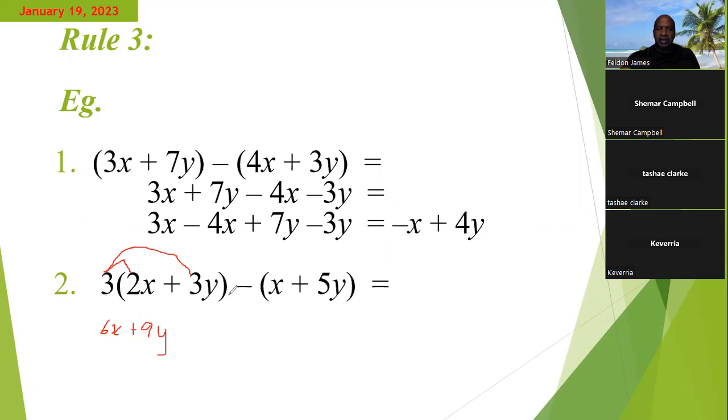And now that bracket would have been removed, and this is what we would have gotten from that bracket. The next bracket now, using the negative sign, -1, we change the positive x to negative x. We change the positive 5y to negative 5y. And all that remains for us to do now is to add like terms.